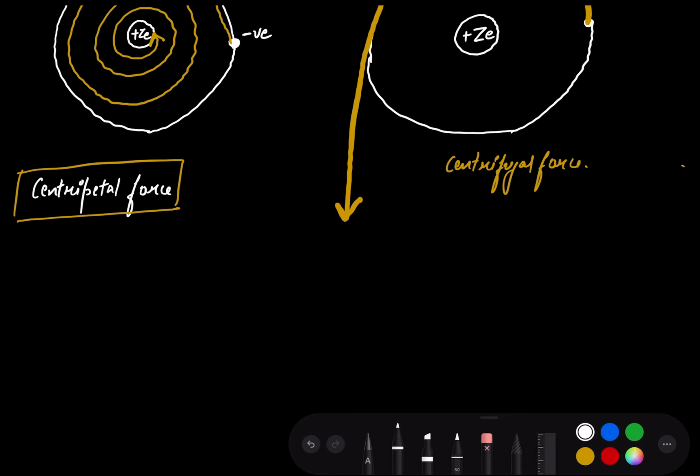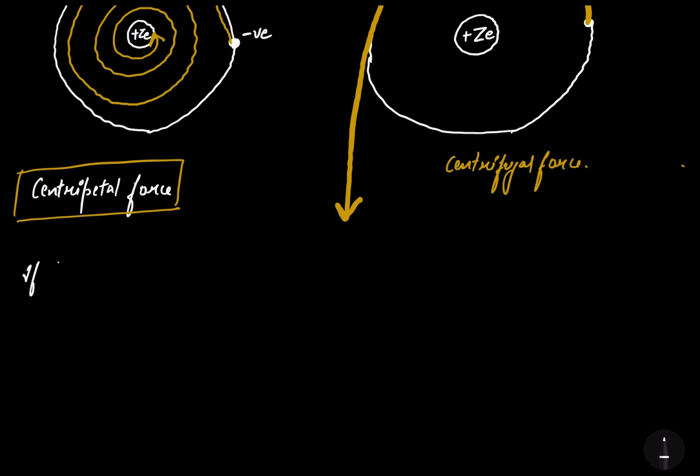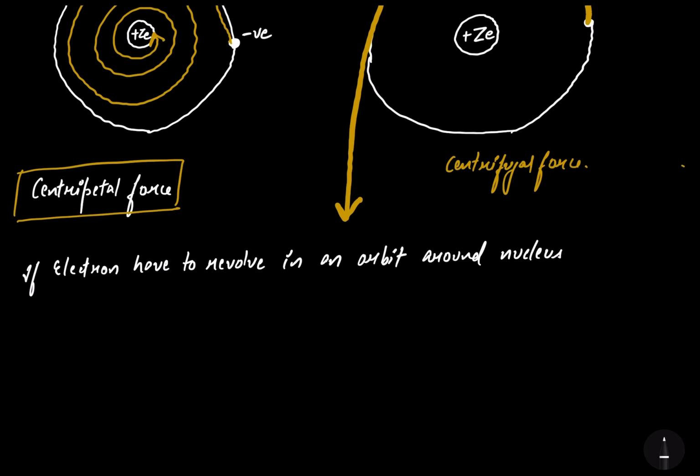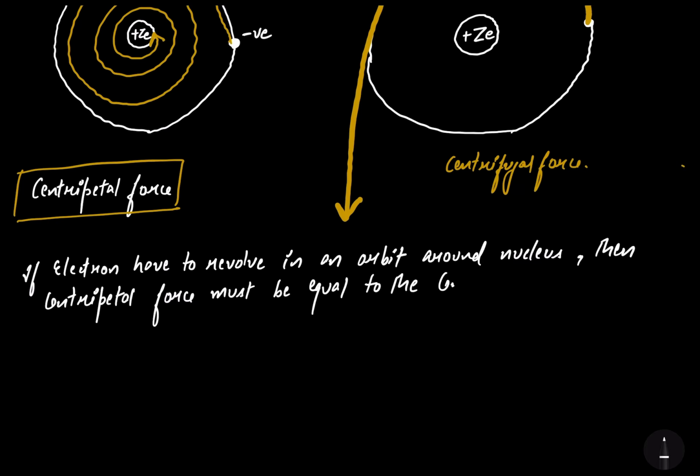So I'm writing. Now if an electron has to revolve in an orbit around the nucleus, then centripetal force must be equal to the centrifugal force.